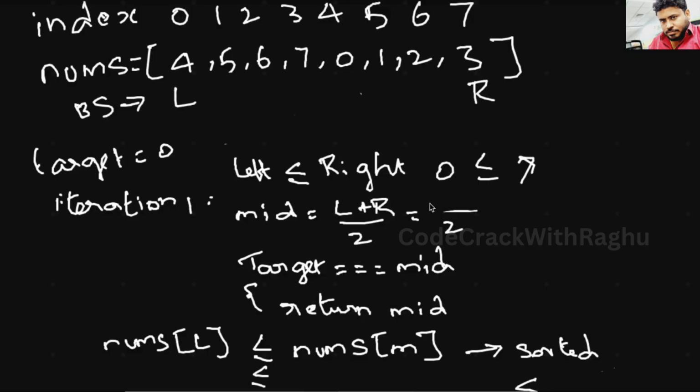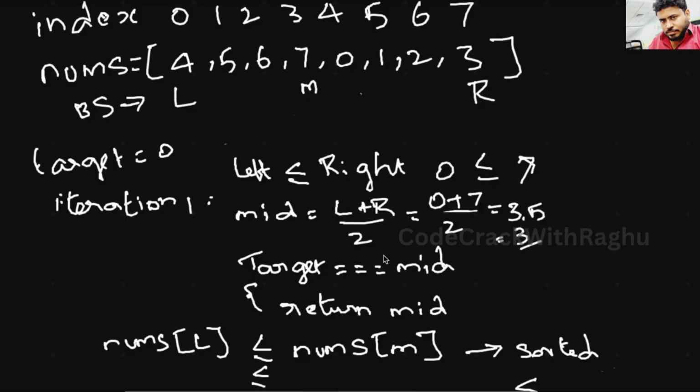What is mid? Mid is left plus right by 2, which is equal to 0 plus 7, which is 7 by 2, which is equal to 3.5. Rounding off, it will be 3. Okay, and the mid value is 3. Now we need to add a mid here because the value at index 3 will be 7. So I'm adding the mid here.